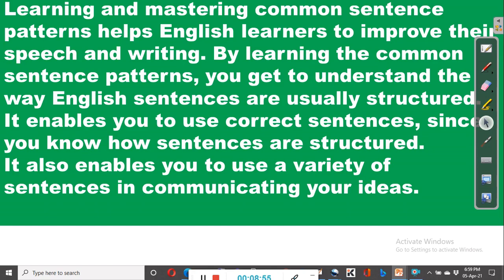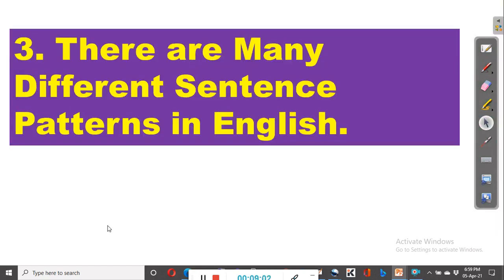All right? I hope that makes sense. So it is really very important to learn the various sentence patterns. Now, there are many different sentence patterns in English. There are not only 4 or 5 or 6, although we may look at some basic patterns, but all the sentence patterns are equally good, because we want to look at the possibility of using a variety of sentences.